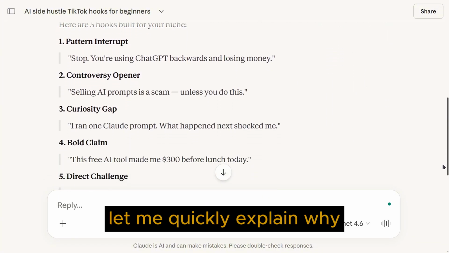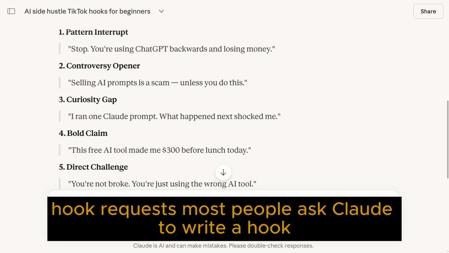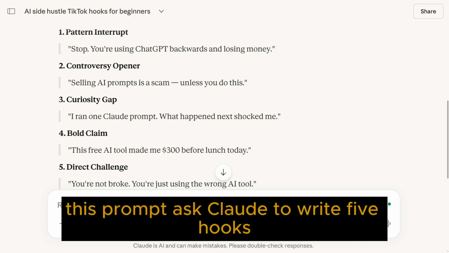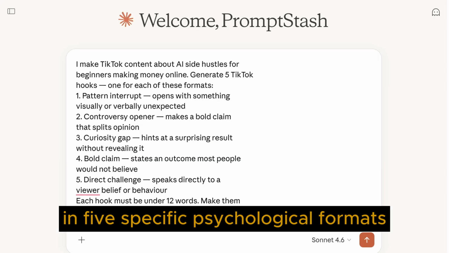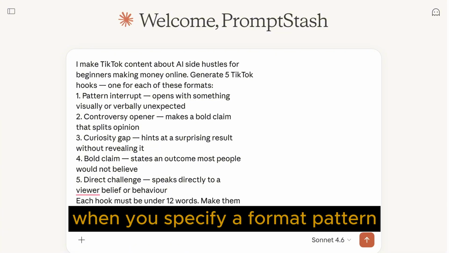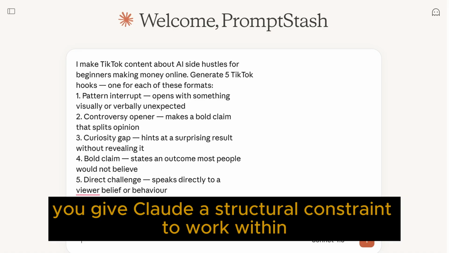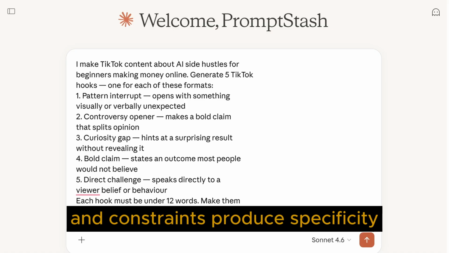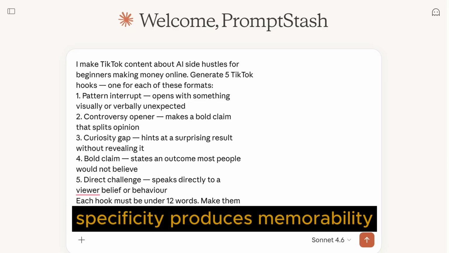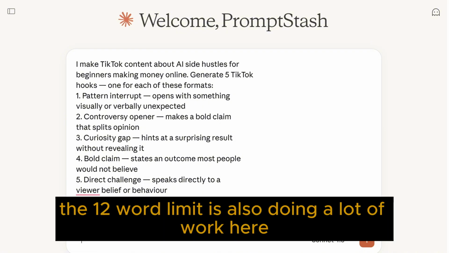Let me quickly explain why this prompt consistently outperforms generic hook requests. Most people ask Claude to write a hook. This prompt asks Claude to write 5 hooks in 5 specific psychological formats. That distinction changes everything about the output. When you specify a format, pattern interrupt, curiosity gap, bold claim, you give Claude a structural constraint to work within, and constraints produce specificity. Specificity produces memorability. Memorability produces rewatches.